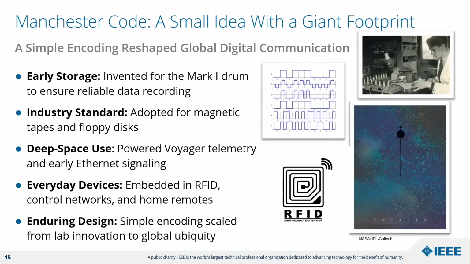Manchester Code was invented for the storage of data in a magnetic drum store of the Manchester Mark I computer. It became a standard for computer magnetic tapes and floppy disks and was used in digital communication, including, for instance, the furthest communication mankind has done so far, the Voyager 1 and Voyager 2 spacecraft, as well as in early Ethernet networks. It found wide use in radio frequency identification, RFID, tags, many control network standards, and domestic remote controls found in millions of homes across the world. This truly is a ubiquitous technology today.